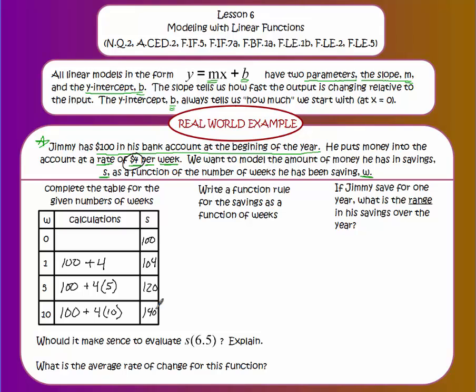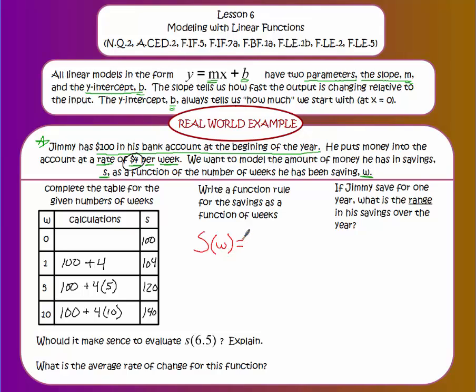All right, so let's try to use that information to write a function rule for the savings as a function of weeks. What does that mean? That means S, savings, is the output, and W, the weeks, is the input. So we have savings as a function of weeks, and let's use this terminology, S of W.